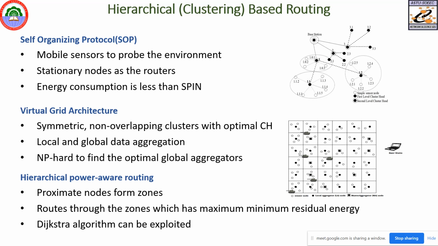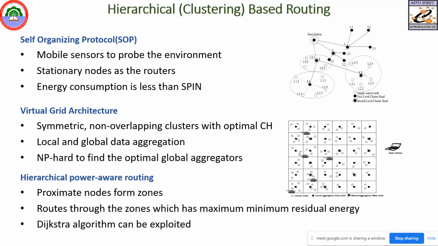So the last hierarchical clustering based algorithm is hierarchical power aware routing. In this protocol, it will divide the whole network into a group of sensors. Each group of sensors in a geometric region or geometric proximity is clustered together as a zone, and each zone is treated as an entity.